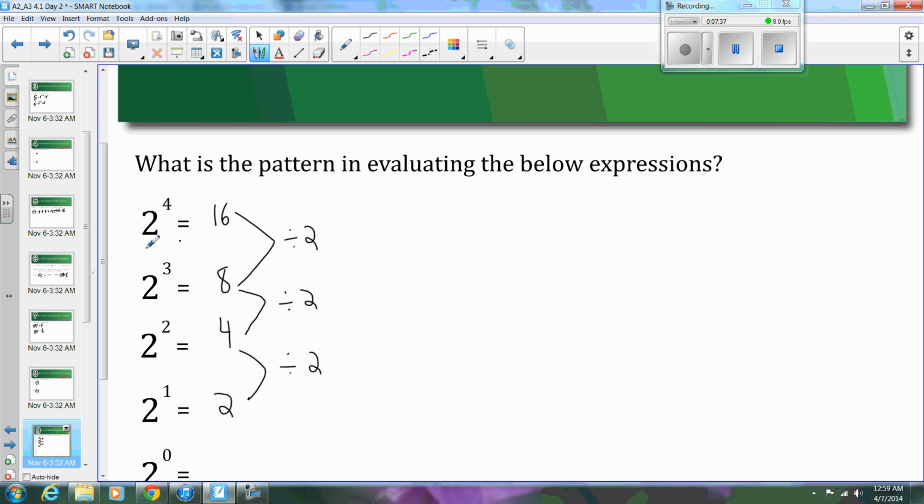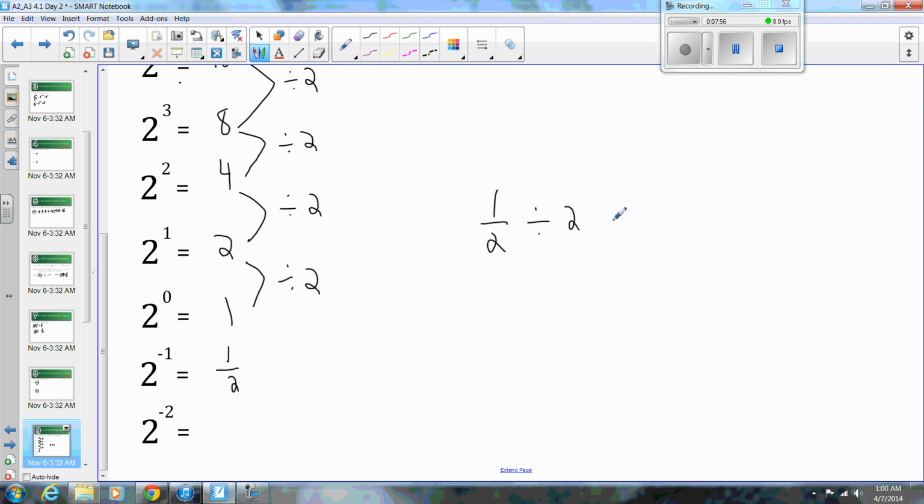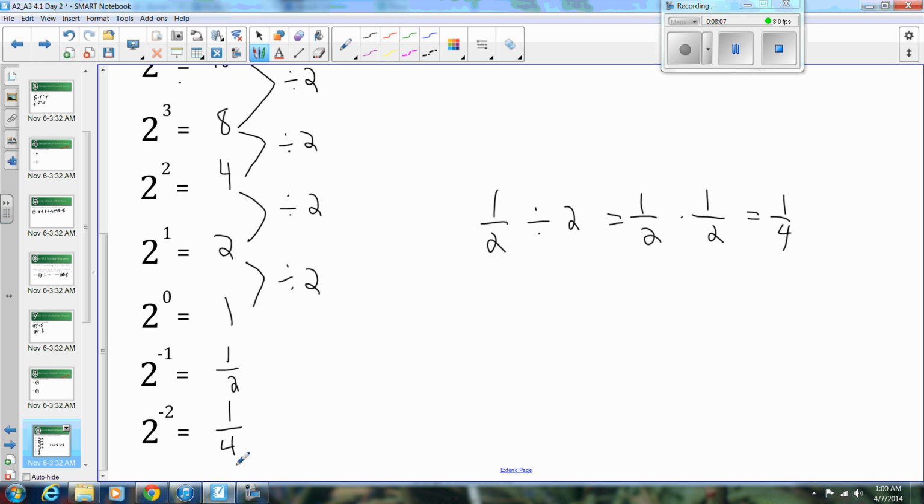So it would make logical sense that if I'm going to this number here, I'm also dividing by 2. Well, what's 2 divided by 2? That is 1. Okay? What is 1 divided by 2? That's 1/2. What's 1/2 divided by 2? And I'll do that work over here just so you can see. Well, that's the same as 1/2 times 1 over 2, because I'm multiplying by the reciprocal, which is 1 over 4. So this is 1/4, right?